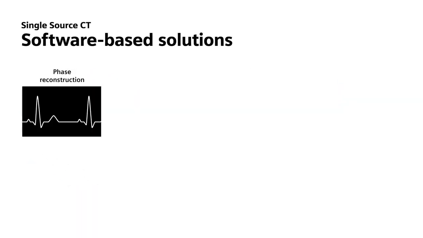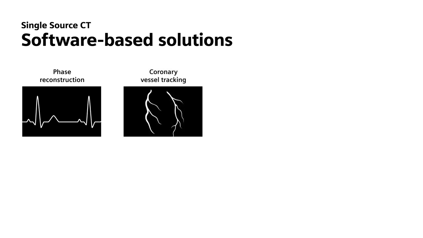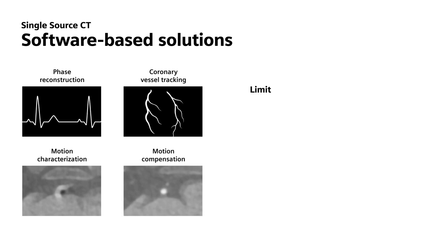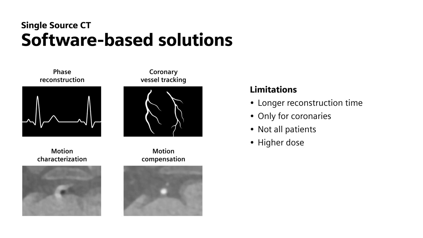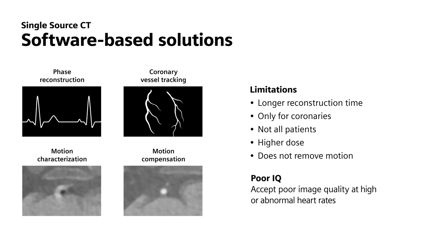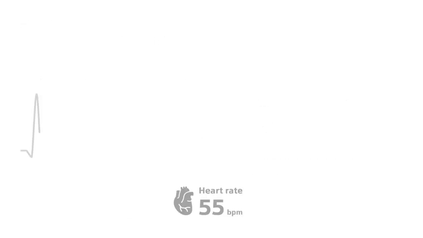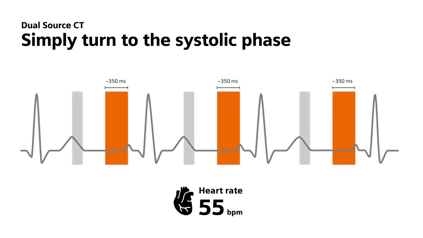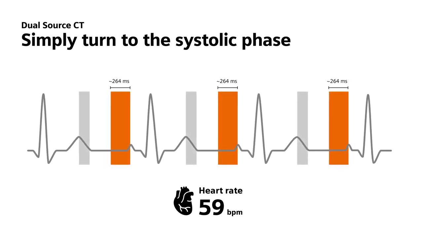The second option is to use software-based solutions to improve temporal resolution. The intent is to correct for a poorly measured scan, but there are significant limitations associated with this method. Of course, yet another option with single-source scanners is to accept that imaging at high or abnormal heart rates will generally be lower in quality, and just try to use them anyway. Single-source scanners struggle to provide optimal results under these conditions because of clear physical limitations.